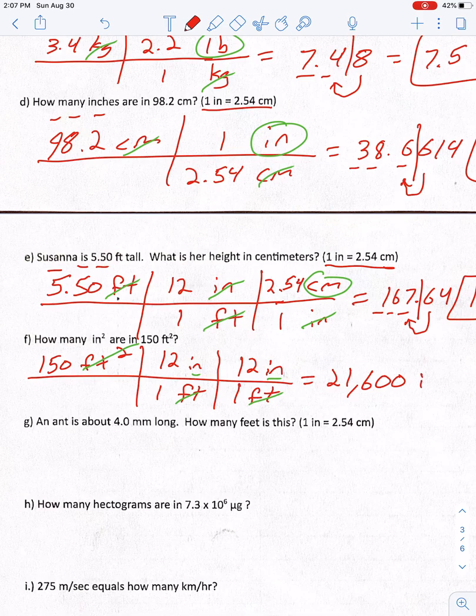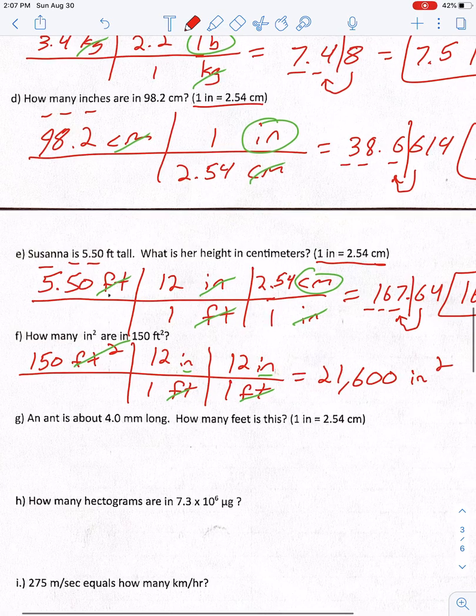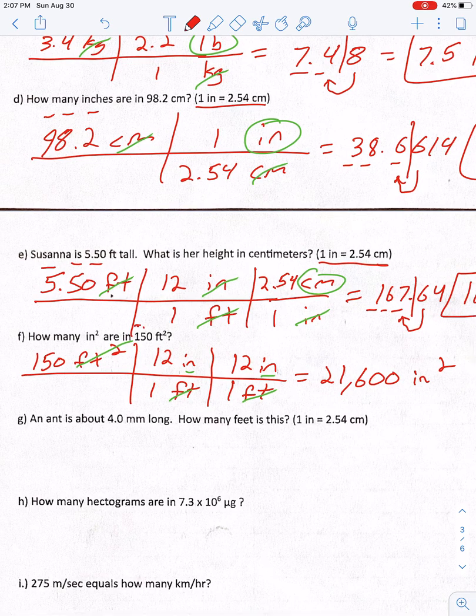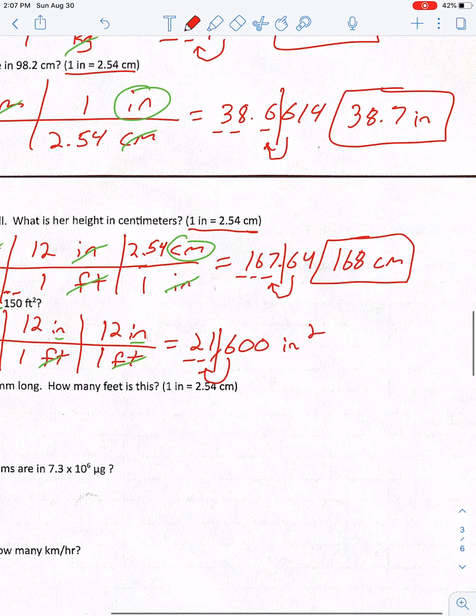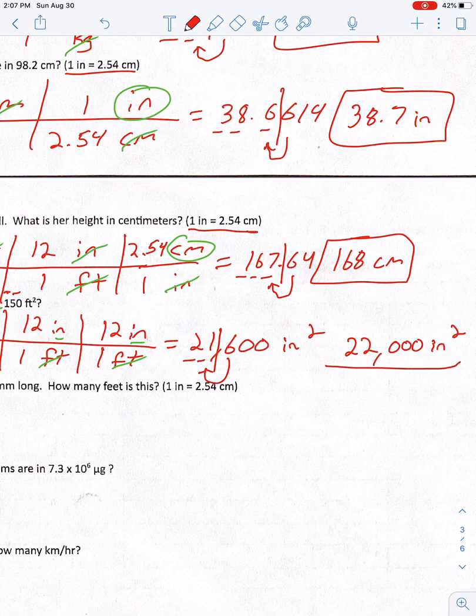21,600 inches squared. Okay, so let's check our significant figures. I had only 2 significant figures to start with, so I can only have 2. Draw my line. Okay, so that means that's going to round up. So my correct answer would be 22,000 inches squared. So do not write 22 and be done. Okay, 21,600 does not round to 22. So put those zeros there as a placeholder.